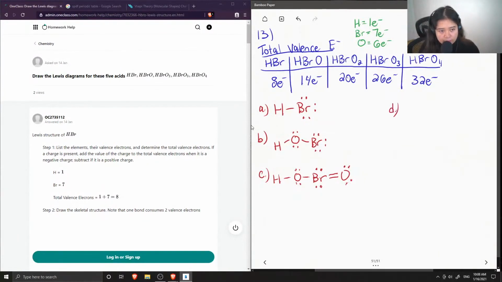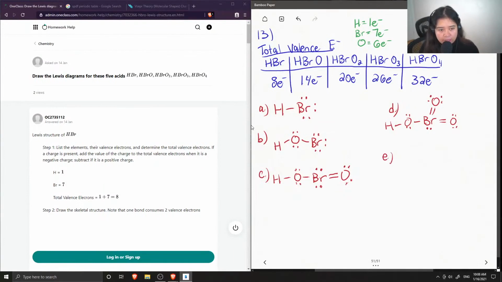And now let's do our fourth compound that has the extra oxygen. We'll still have this single bond to this hydrogen. And bromine is able to just form 2 double bonds to these oxygens and still contain a lone pair. And now let's double check to see if we have 26. Okay, so we have 26. So this is our fourth compound.